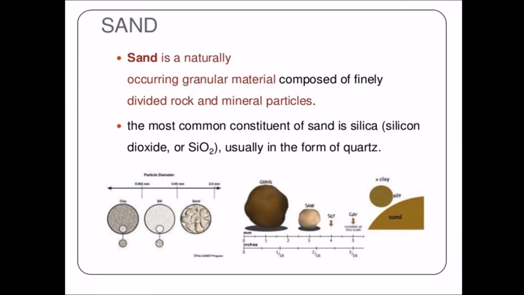Then next we shall discuss sand. Sand is a naturally occurring granular material composed of finely divided rock and mineral particles. The most common constituent of sand is silica or silicon dioxide, and its symbol is written here, SiO2. This is usually in the form of quartz.